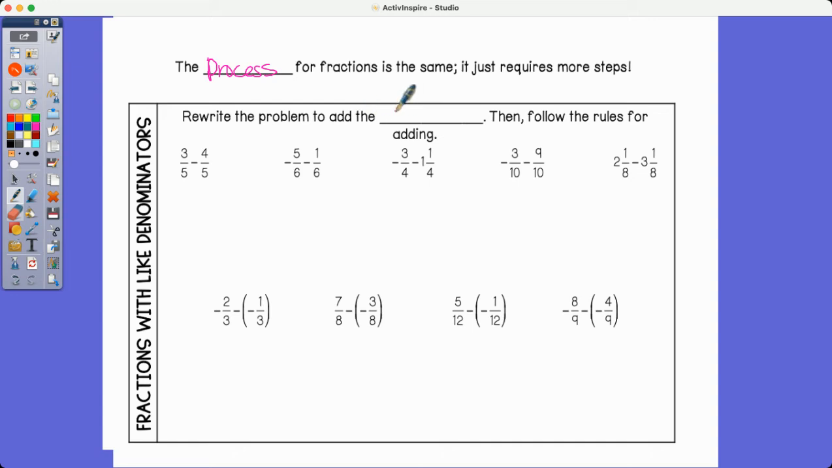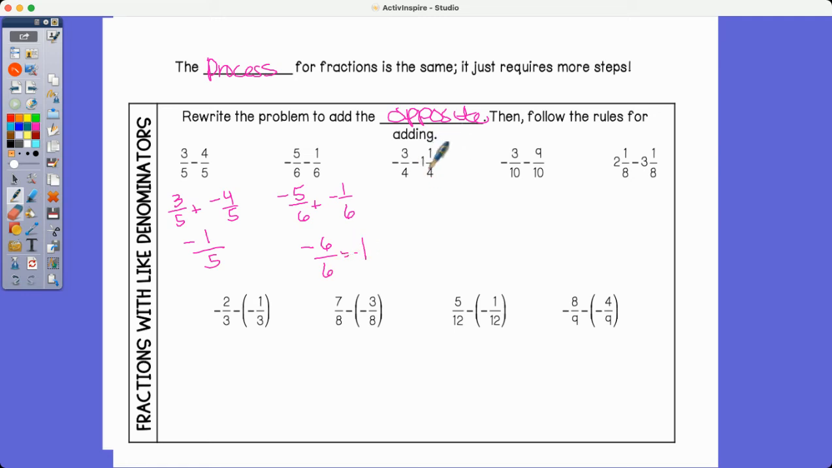So we're going to rewrite the problem to add the opposite and follow the rules. These have the same denominator, so we just have to rewrite them. So I have 3/5 plus a negative 4/5. Different signs. I subtract. 4 minus 3 is 1. The bigger sign is the negative, so negative 1/5. So rewrite using the opposite. They're the same sign, so I get negative 6/6 or negative 1.